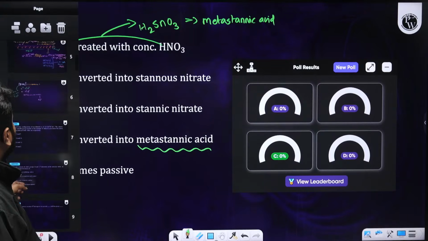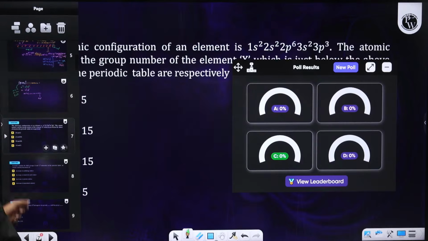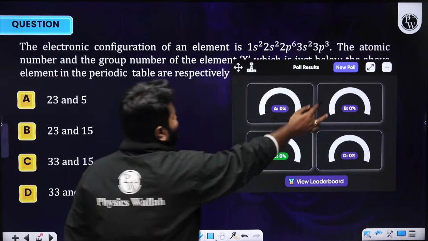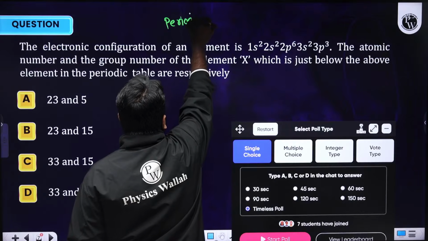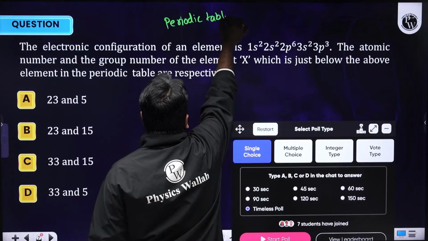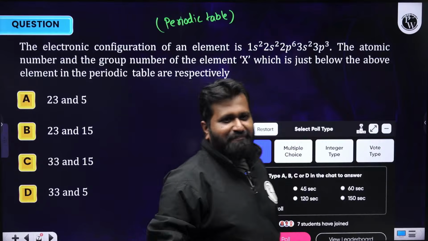Yes. Which chapter? I am taking periodic table. Periodic classification of elements. Will you guys tell the answer quickly? Let me keep 30 seconds.